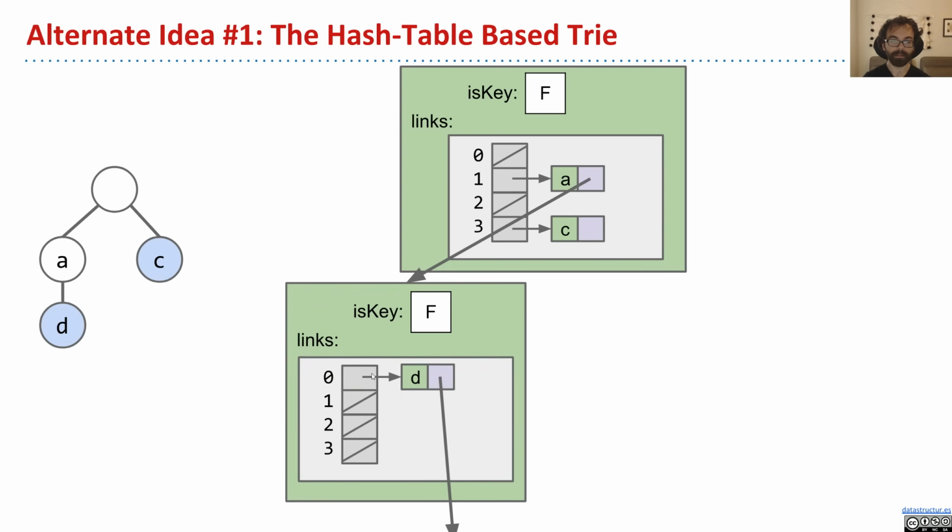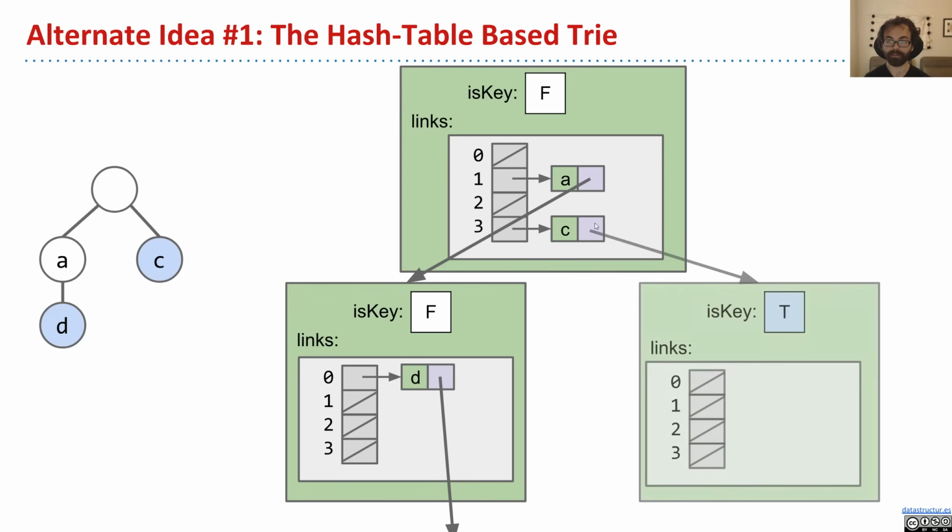Okay. Now, it might seem a little bit like overkill to have a hash table that has only 1 item in it, but it's actually a pretty good approach. It's better than, in almost all circumstances, better than having just a big array of all possible links. Then on the other side, of course, we have the letter C, which points at a node where the key is true, and we have a hash table with no items.